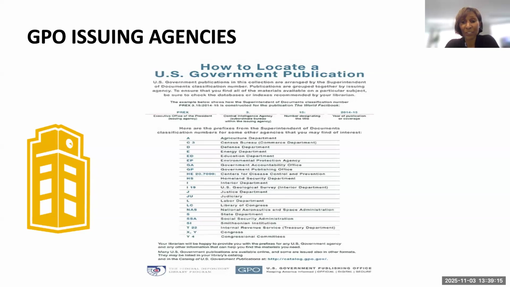Some of the agencies that GPO receives documents from are the Agriculture Department, the Census Bureau, the Environmental Protection Agency, Judiciary, Library of Congress, State Department, and so on. And we here at the UI Library do receive documents for all of those agencies or departments through GPO.